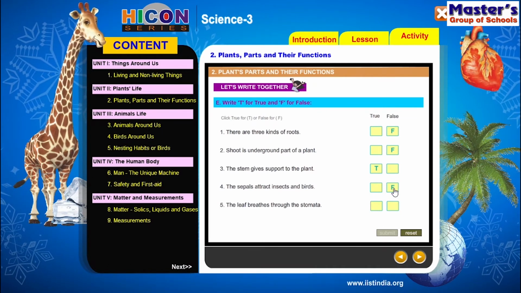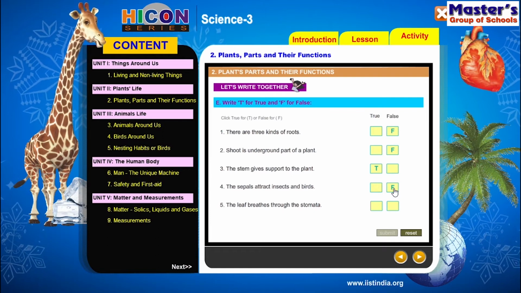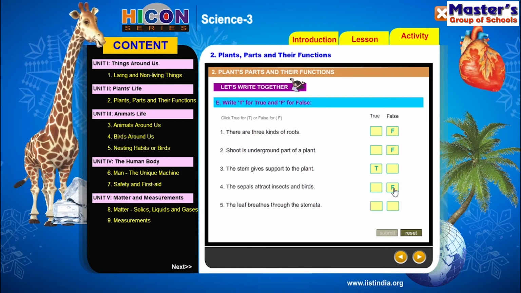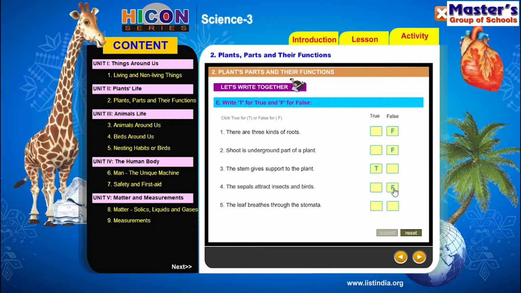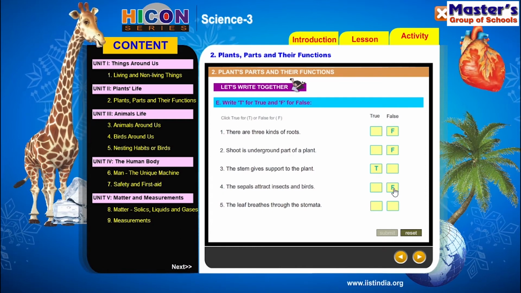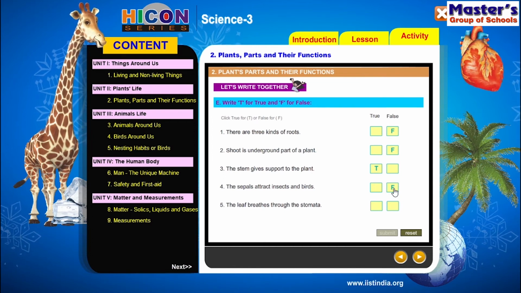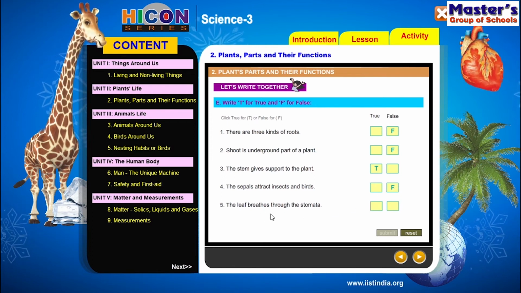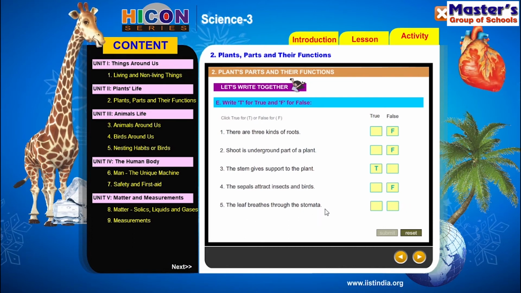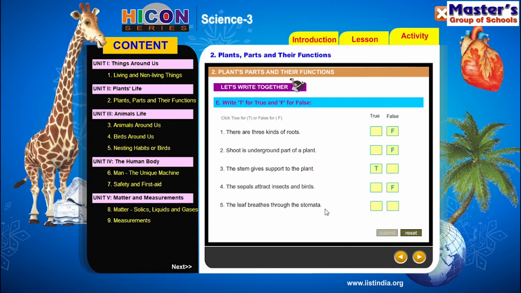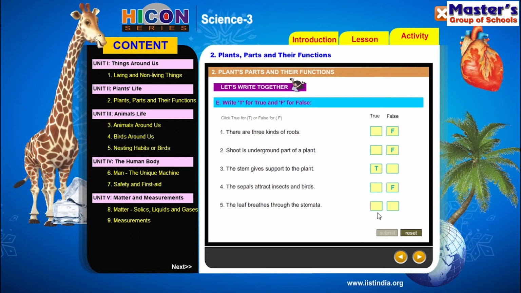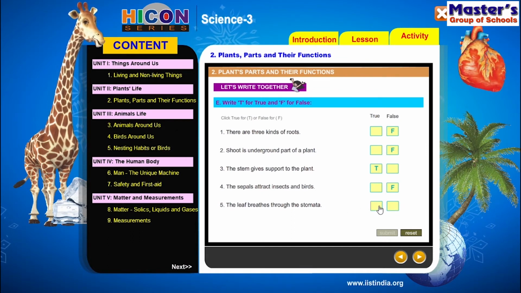Read the fifth sentence. The leaf breathes through the stomata. So we have already discussed the functions of the leaf. In the leaf, the exchange of gases takes place through the stomata. Stomata are the small pores present on the surface of the leaves. So leaves breathe through the stomata. That means leaves breathe in carbon dioxide and breathe out oxygen through the stomata. So the fifth sentence is correct. That is true. So write T in the box.